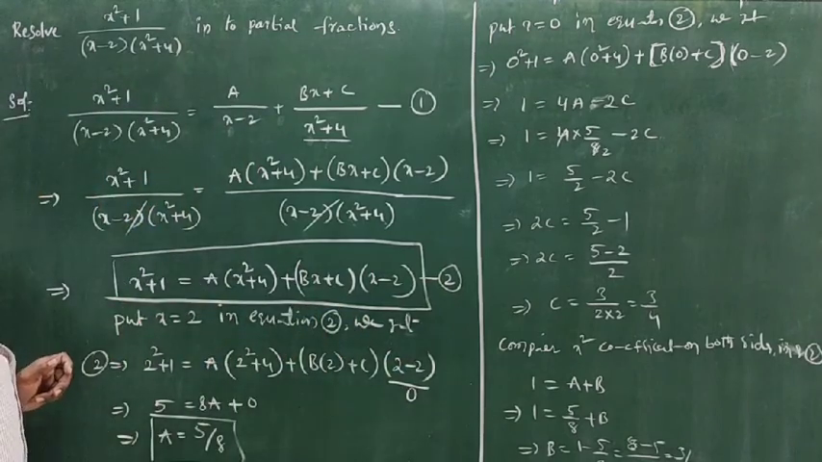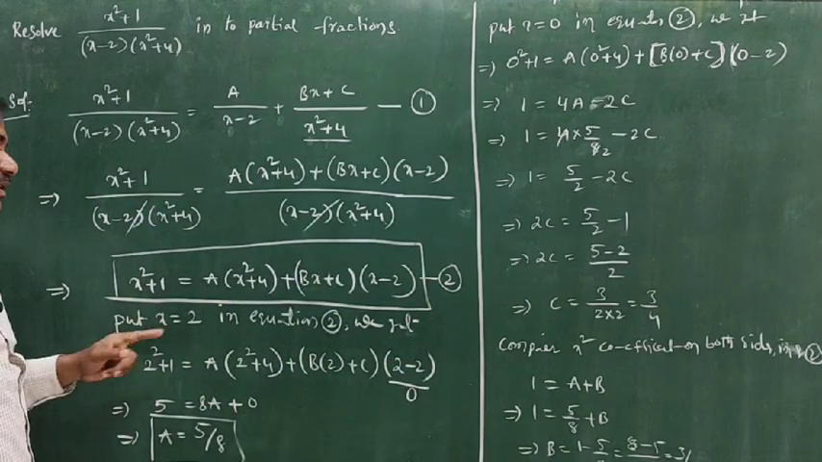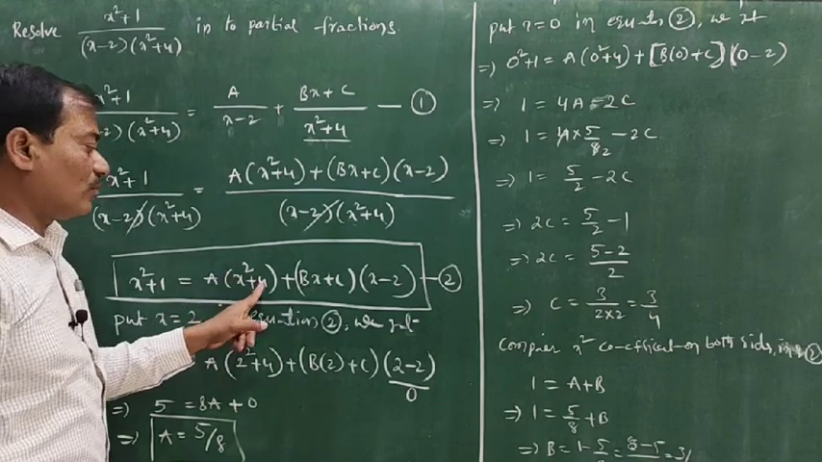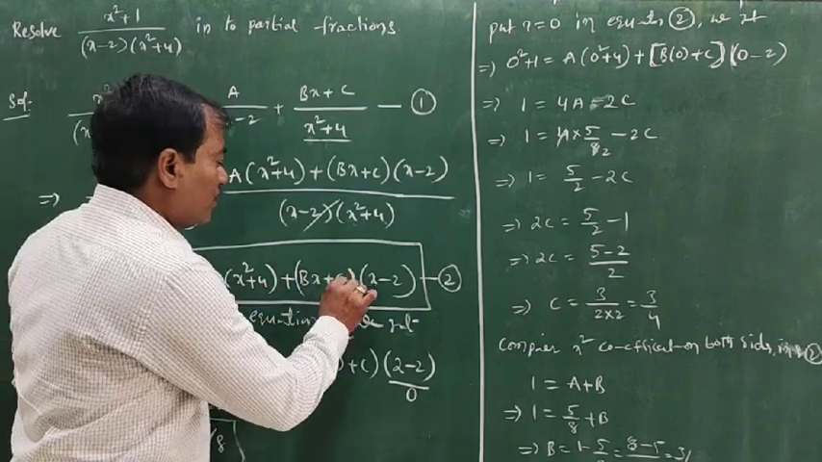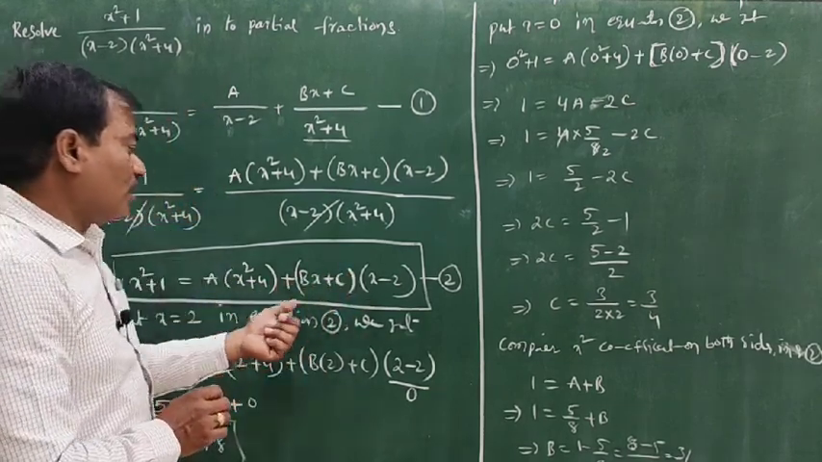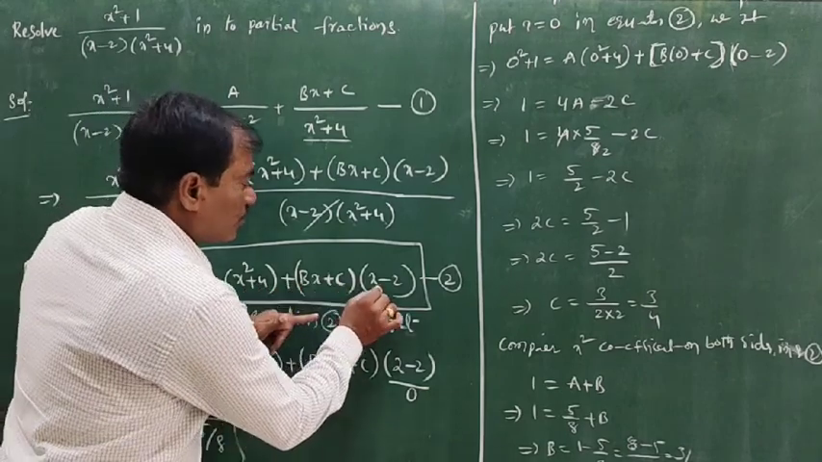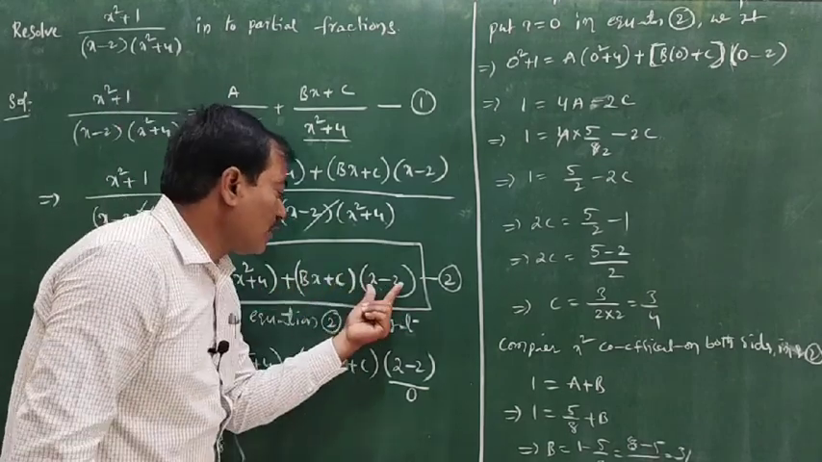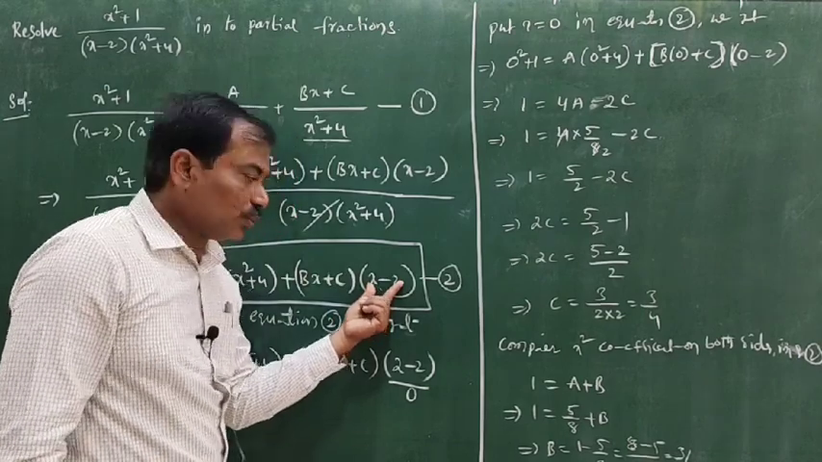Now in this equation, A(x² + 4) + (bx + c)(x − 2) is there. In order to find the a value, the (bx + c) coefficient must be reduced to 0. Means we have to put x = 2.